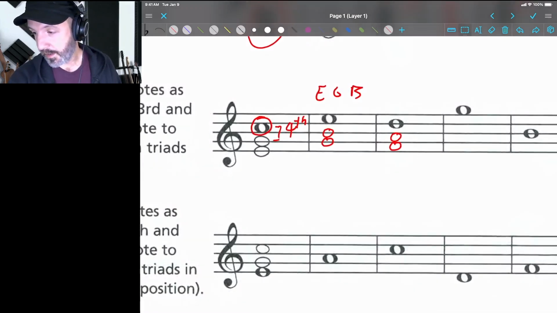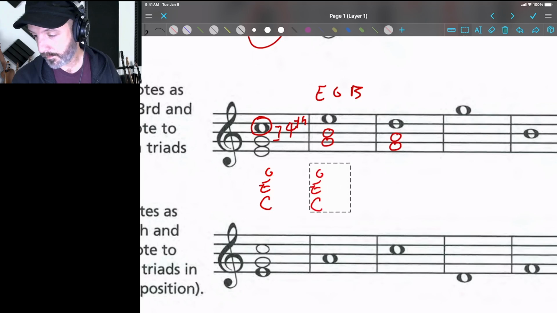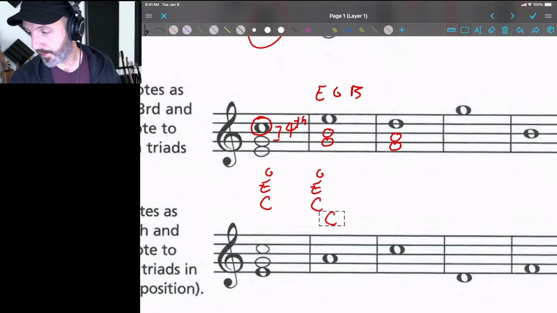So again, if I have my triad C, E, G, and I move this C to the top. Sorry guys, still getting my iPad tricks together. Oh, come on now. There we go.